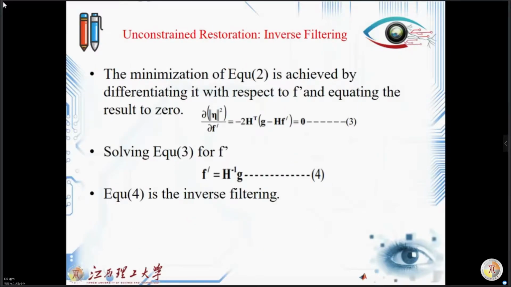The minimization of equation 2 that I showed can be achieved by differentiating it with respect to F prime and equating the result to 0. Then if this differential term becomes 0 and we solve this differential equation, we can find that F prime is equal to H inverse multiplied by G, which we call inverse filtering. Now what we found is the mathematical formula for inverse filtering in the unconstrained restoration method.